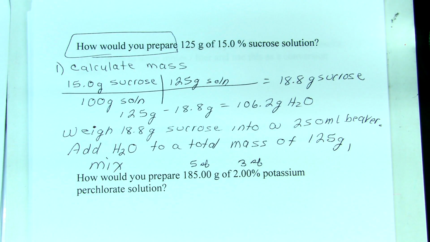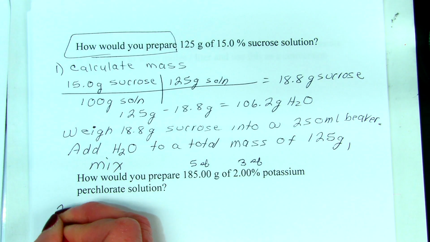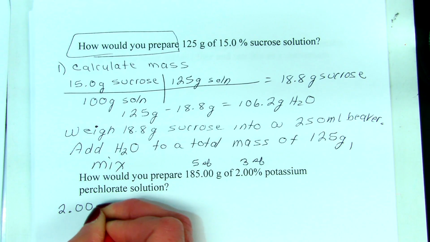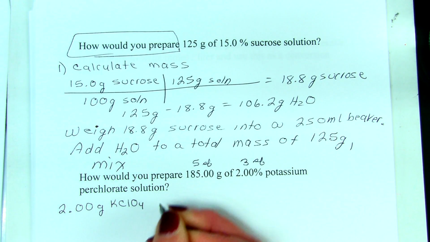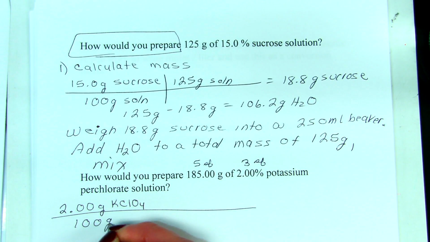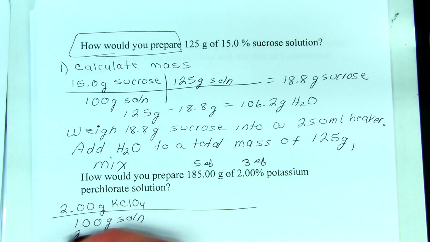And when we start to look at this, we say we want 2% potassium perchlorate. So it's 2.00 grams of potassium perchlorate, KClO4, per 100 grams of solution. Because this is a definition of percent, this 100 grams here is an exact number. This does not count as 1 sig fig.